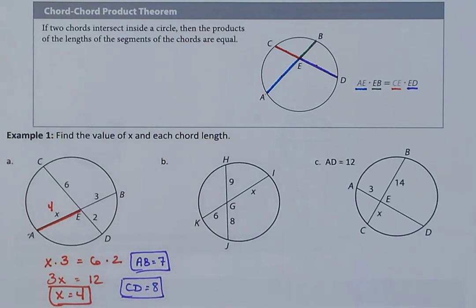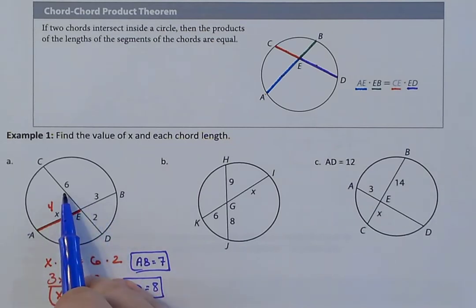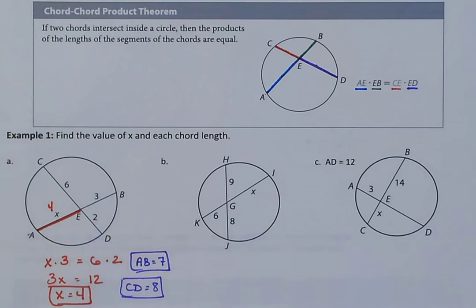And that is our answer for part A. So example 1, using the chord-chord product theorem, this part times this part equals this part times this part. Go through, multiply, then divide, and that's going to tell you what your missing segment is, and that allows you to go through and find the value of the chords.